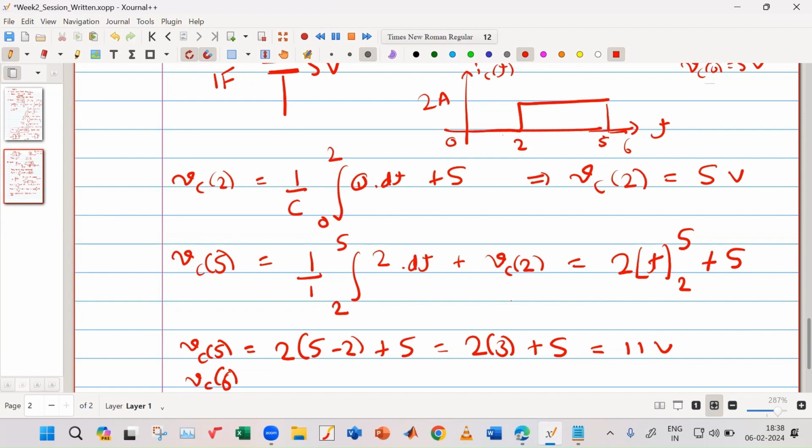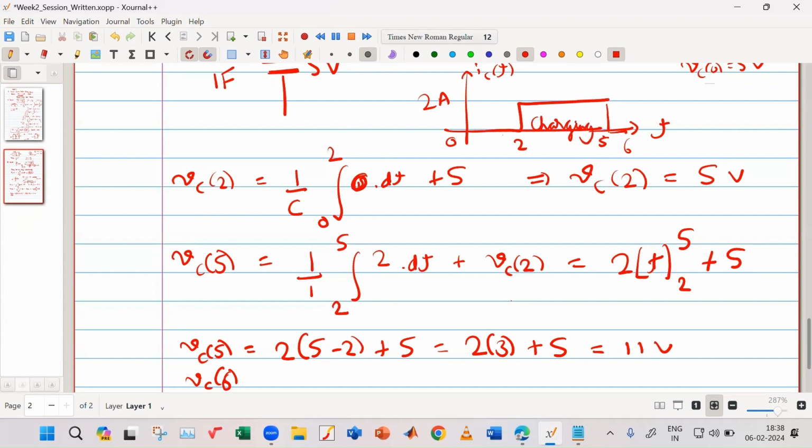Once more I'll tell. From 0 to 2, the current that was flowing is 0. Because the current is 0, this whole integration becomes 0. So Vc of 2 will be equal to Vc of 0, that is 5. What has happened between 2 to 5 is that the capacitor has been charged.